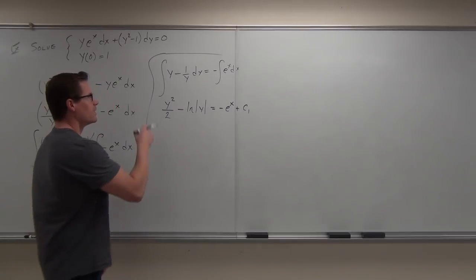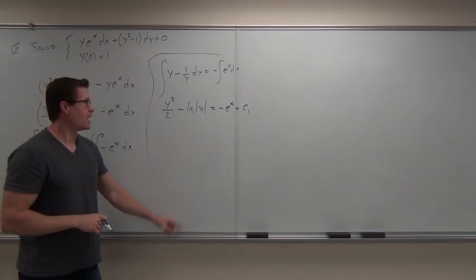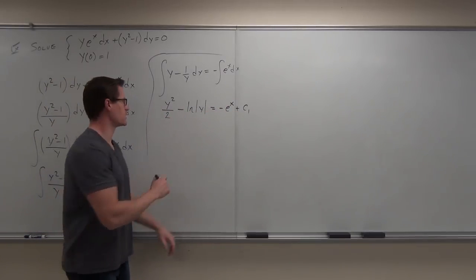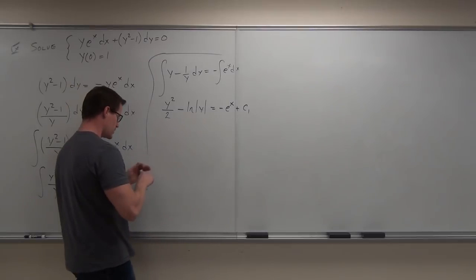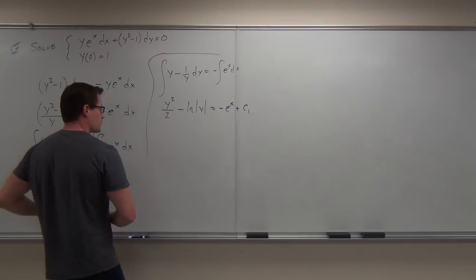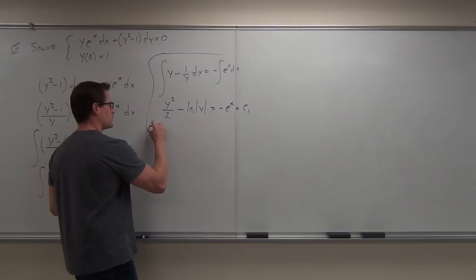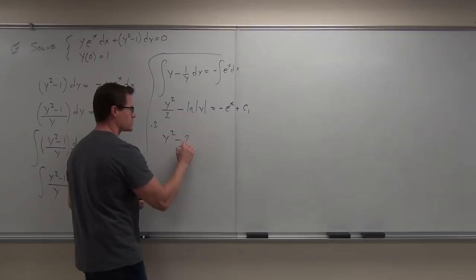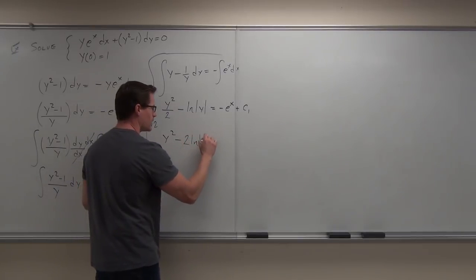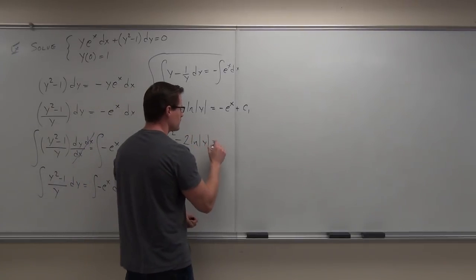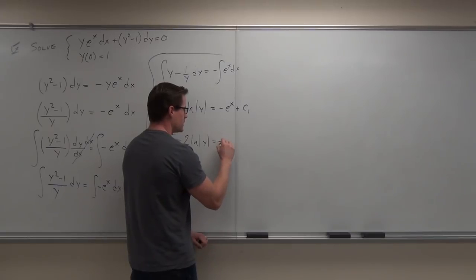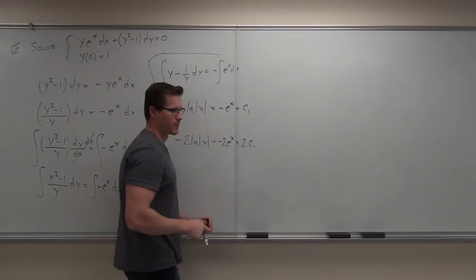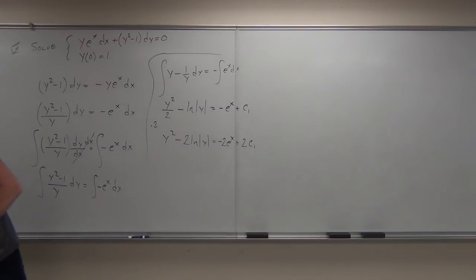One thing that I'd probably do here, I'd probably multiply everything by 2. I'd do that to get rid of that 1/2, just to make it look nicer. So if I multiply everything by 2, we're going to get y squared minus 2 ln absolute value of y equals negative 2 e to the x plus 2 c1. I want to make sure you guys are good with that one. Are you good with that one?